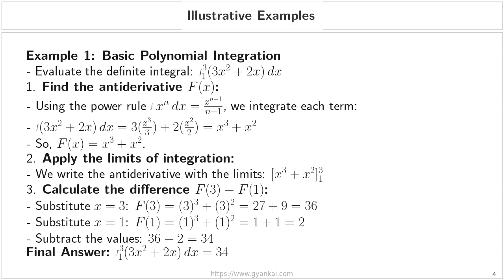Keep in mind, as we move forward, that this process, finding the antiderivative and then evaluating the difference, is the core of evaluating definite integrals. We'll see this applied in more complex scenarios and even in real-world applications, as you'll see in the next example.